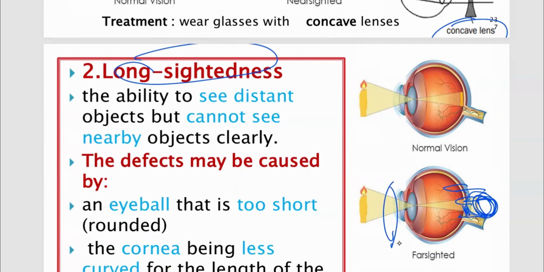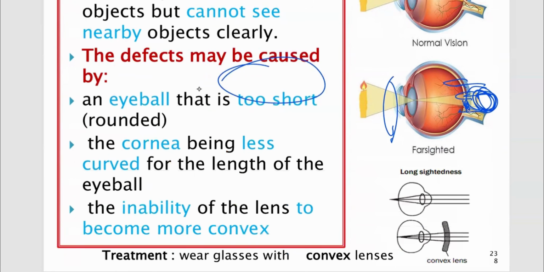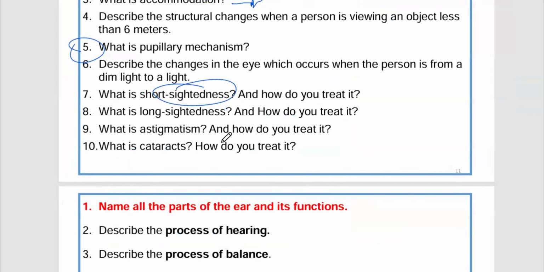Therefore, in that case, we put the convex lens. So the eyeball is too short, you understand? Or the cornea is less curved. So it means that putting on the convex lens brings the light back, and then you'll be able to focus here instead of focusing at the back. That's what it means when it comes to long-sightedness and how to treat it.